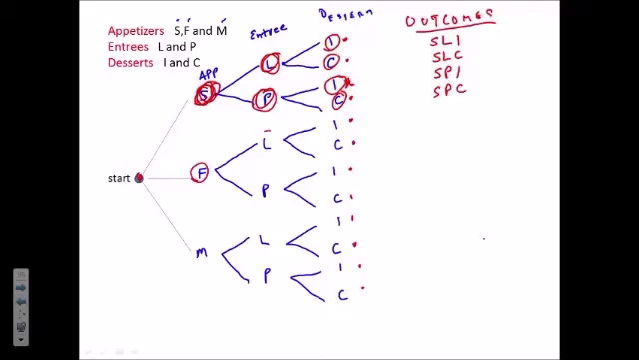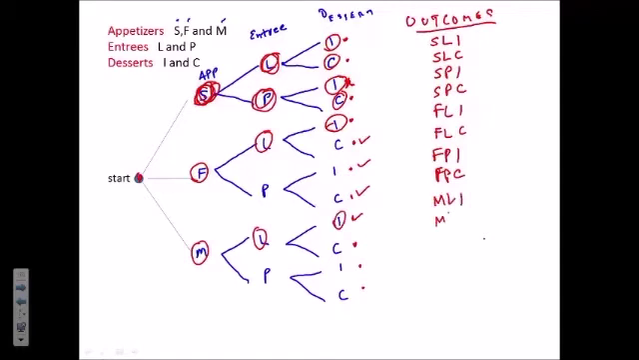F, L, I, FLC. For this one, it would be FPI, FPC. To get this one, MLI, MLC. And finally, MPI, MPC.